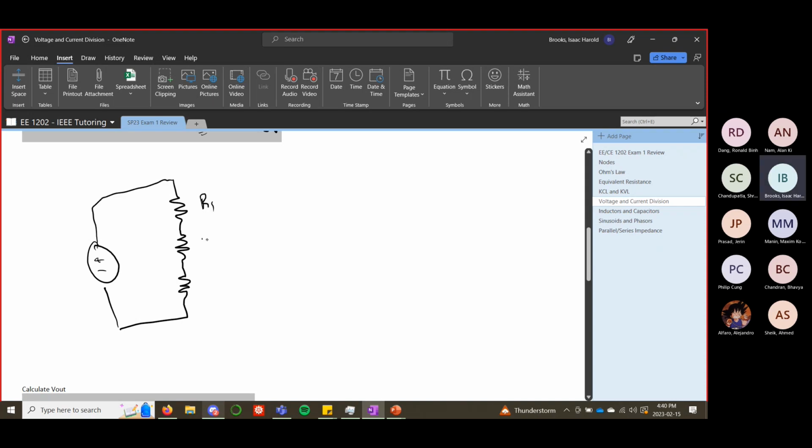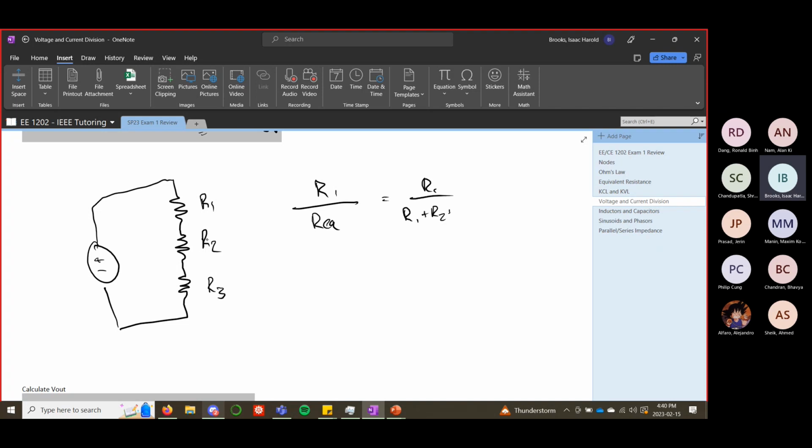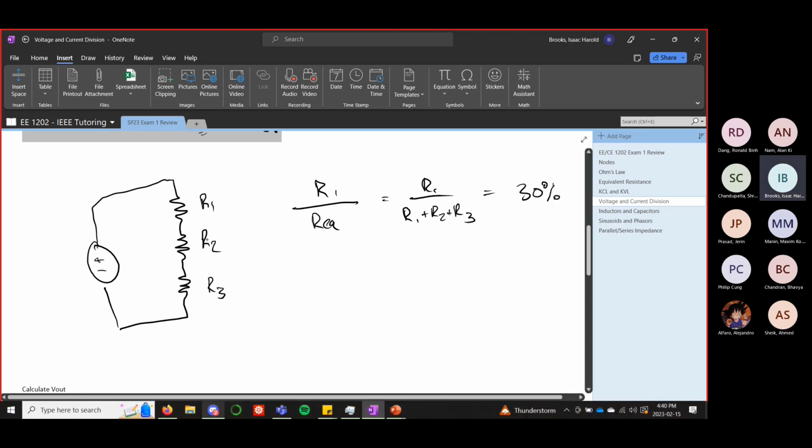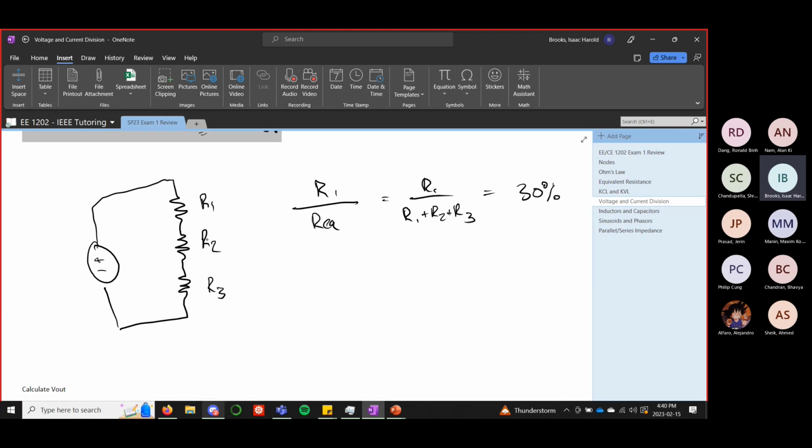Okay, call it R1, R2, R3. We can say that the proportion of the total resistance given by R1 is R1 over REQ, which is R1 over R1 plus R2 plus R3. This is a measure of what proportion of the entire load is given by R1. Let's say that this number came out to something like 30%, or 0.3. If this resistor takes up 30% of the total load, it's going to get 30% of the total voltage. So we could say that the voltage across R1 is 30% of your voltage source. That's really what voltage division is saying in a deconstructed sense.